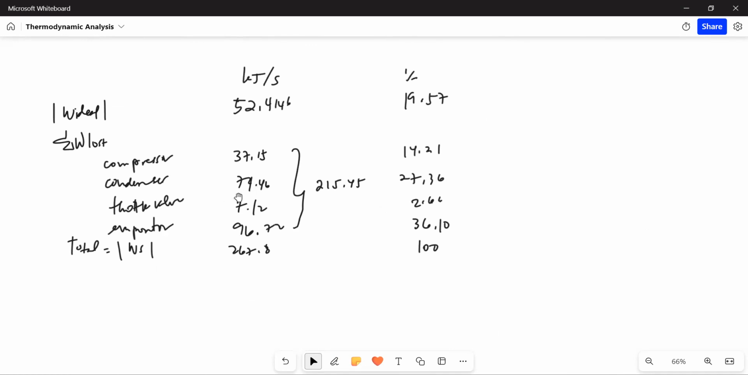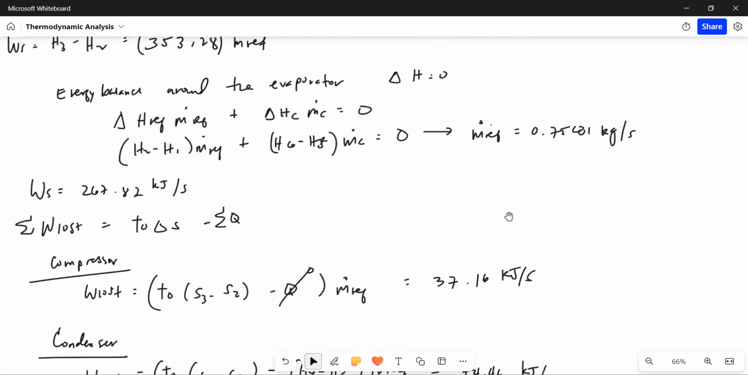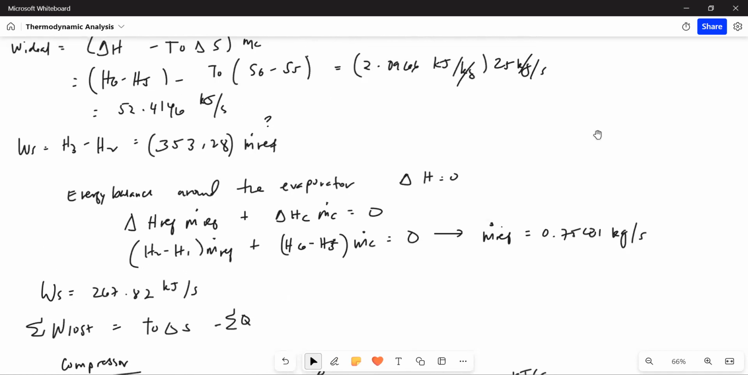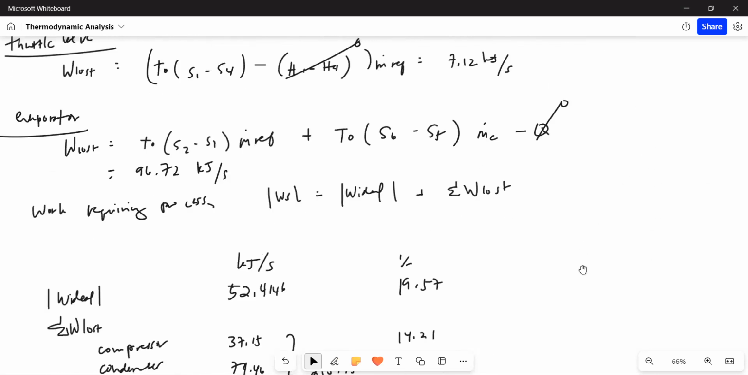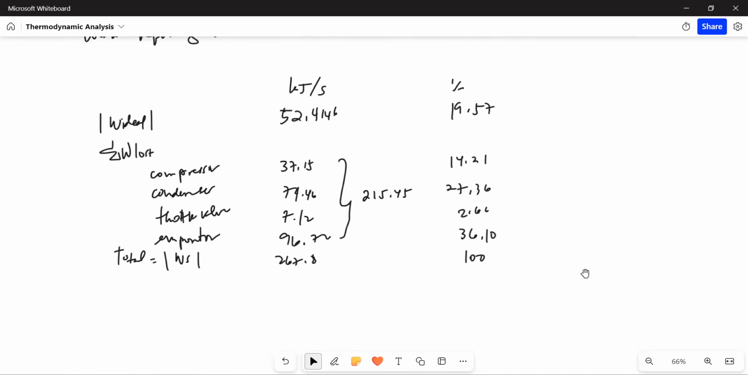Using the enthalpies, yeah, the enthalpy. So that's one way to check. That means that the evaporator has the highest work lost. This is now the end of our problem, Example 4. I will now stop the video.